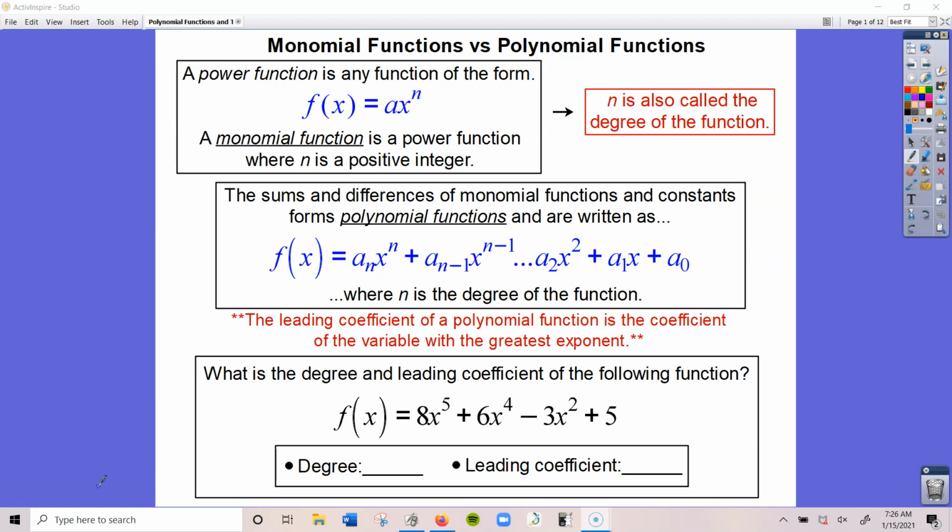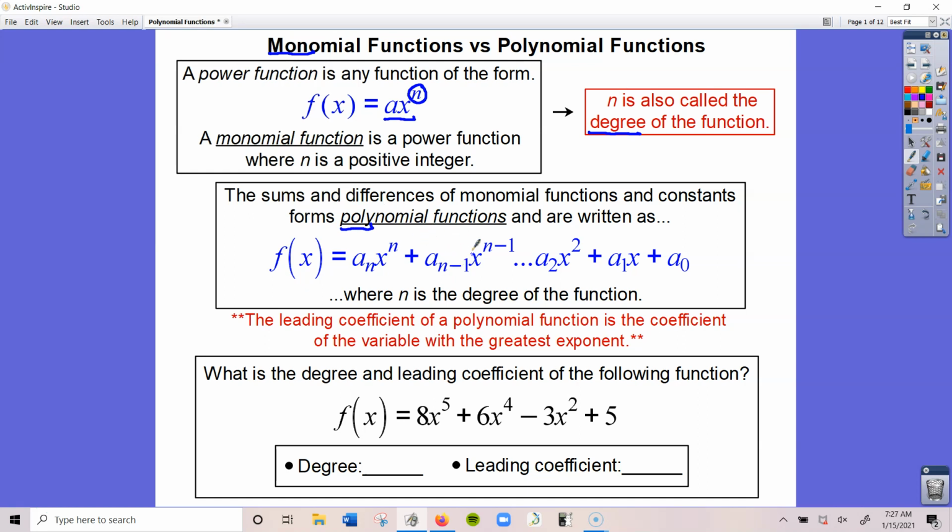Now in order to understand polynomial functions, let's look at the difference between a monomial and a polynomial. A monomial, as mono suggests, is where you have one term. So some number a, which would be the coefficient, x raised to the n. Now n is the exponent, obviously, but it's also called the degree of the function. A polynomial is when you add or subtract multiple terms, as poly suggests, poly meaning many.